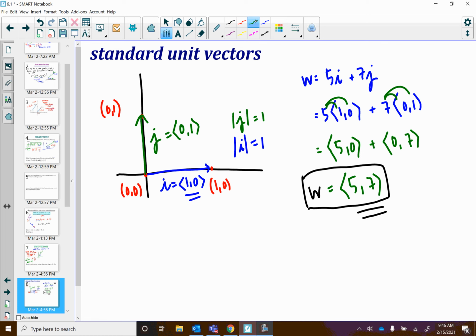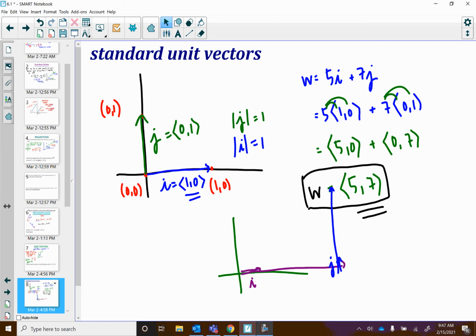It also hopefully kind of makes sense. We are taking five copies of i. So if i is here, five copies of i would be right here. We are taking j, which is this little guy, and seven copies of it. So we're super tall. And then because we're adding them, we would be sliding this over and we would end with this vector w, which is 5, 7.